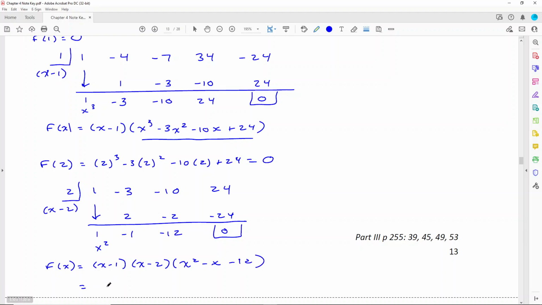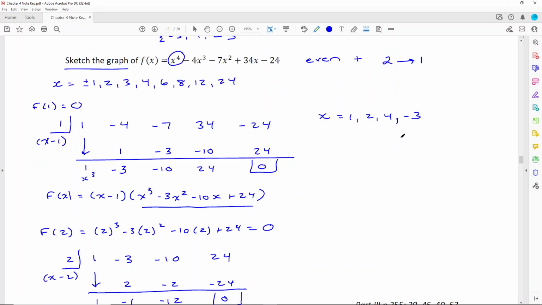Now I'm left with a quadratic, so I'm comfortable factoring those. If you hate factoring, you could keep going. You could use synthetic division on this, but I'm just going to go x minus 1, x minus 2, and then the two numbers that multiply to give me negative 12 and add to give me negative 1 are x minus 4 and x plus 3. Okay, so that tells me that my zeros are x equals 1, 2, 4, and negative 3. So this gave me all my x-intercepts. If I let this equal 0, I could solve for my zeros.